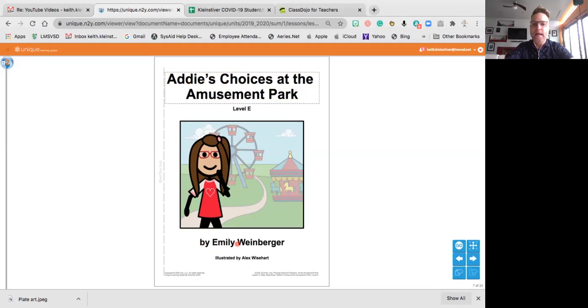And it's by Emily Weinberger. Emily Weinberger. That's our author. That's who wrote the words. And it's illustrated by Alex Weishart. That's the person that did these pictures. Okay? That's what an illustrator does. They draw the pictures.